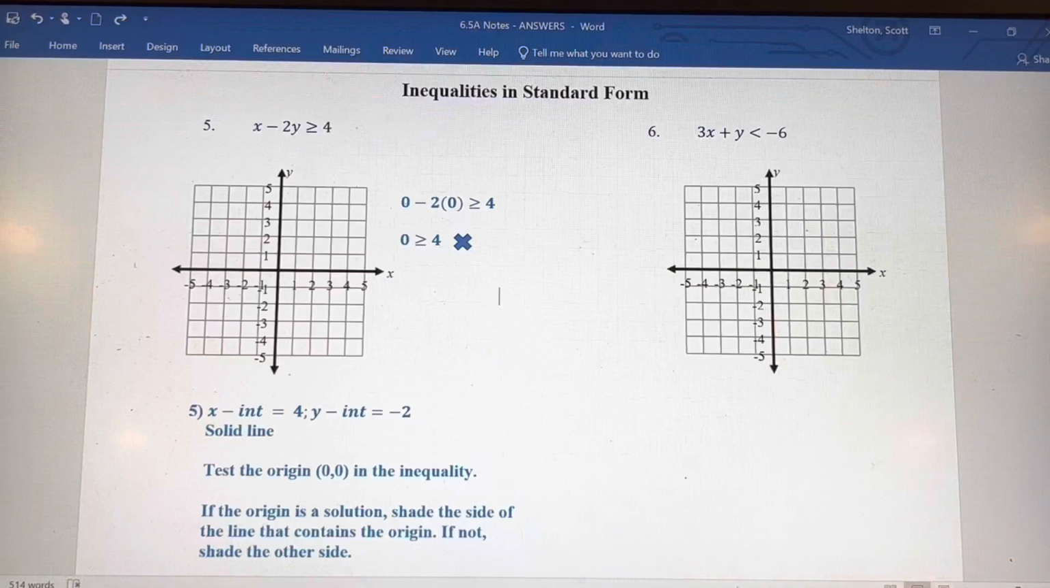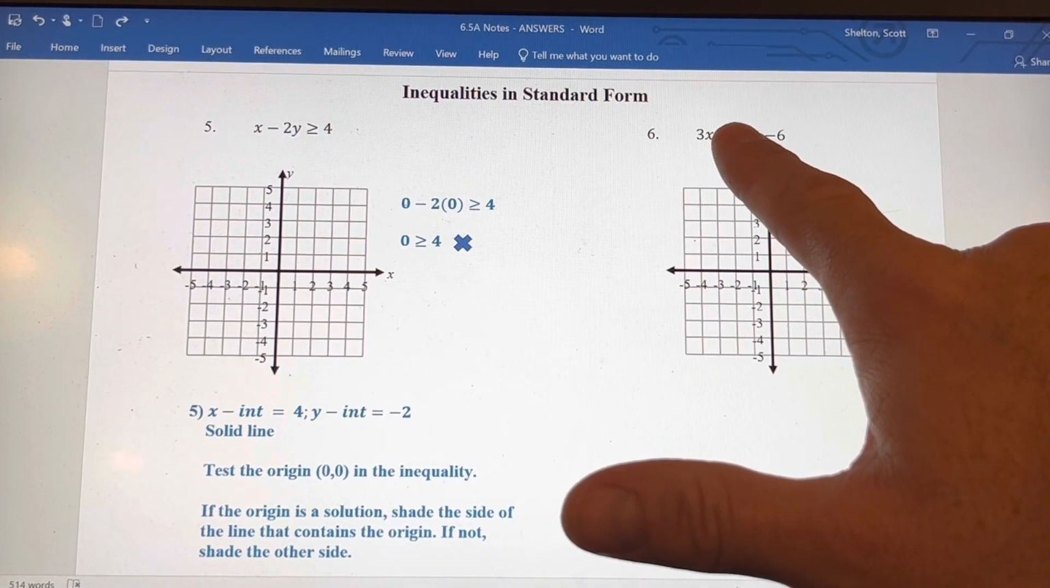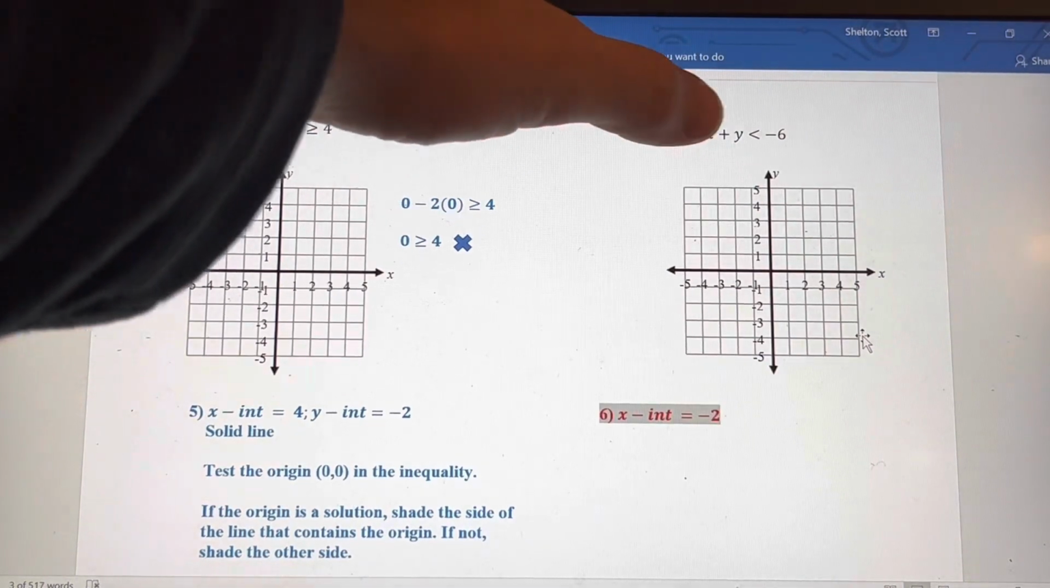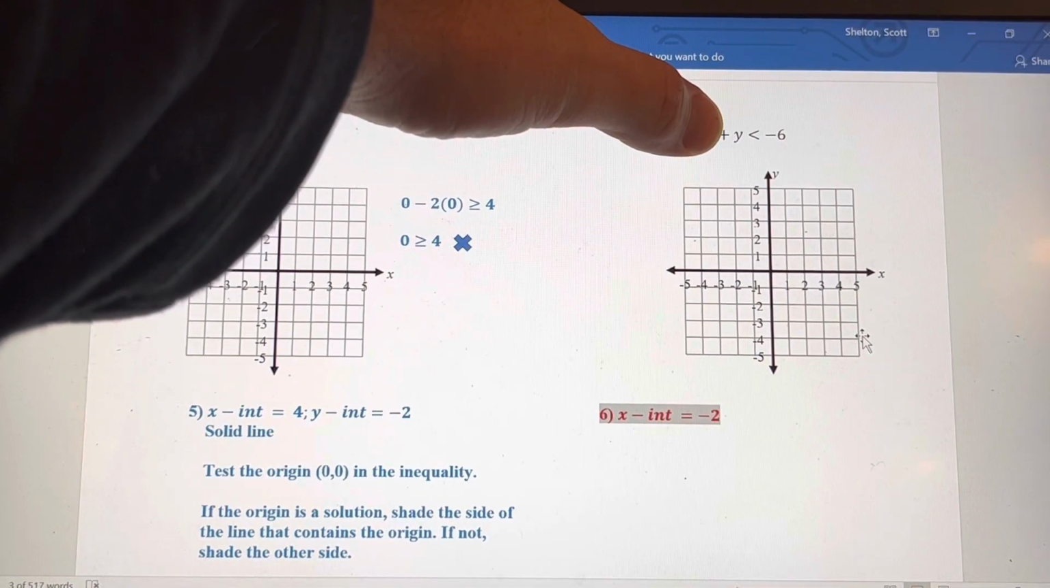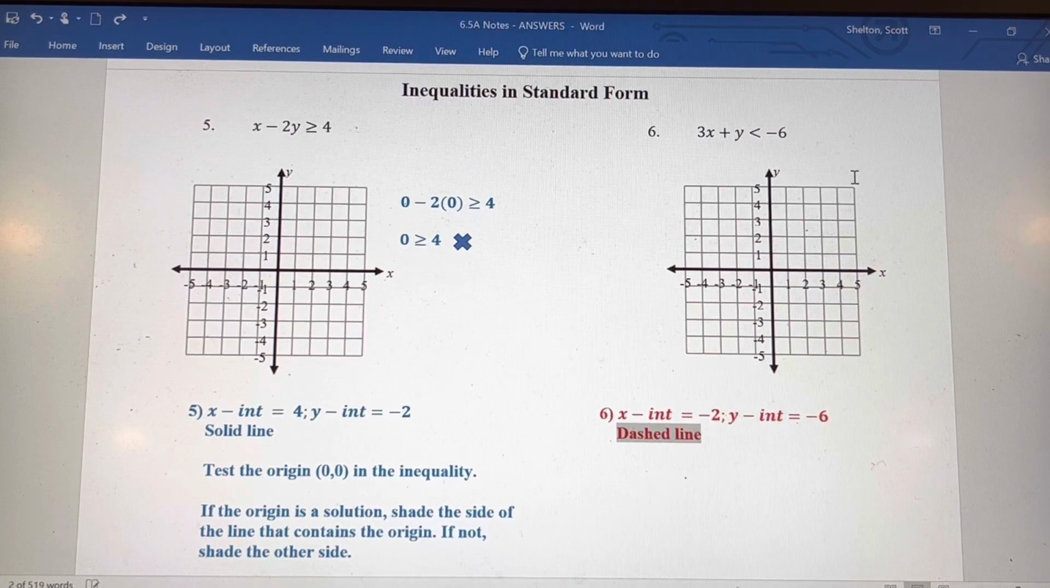Okay, one more, number 6. All right, 3x plus y is less than -6. So remember, think of this as an equation, 3x equals -6, so the x-intercept would be -2. y equals -6, so that means my y-intercept is -6. All right, so we can go ahead and graph the line there. Notice it's going to be a dashed line because the inequality symbol is less than.